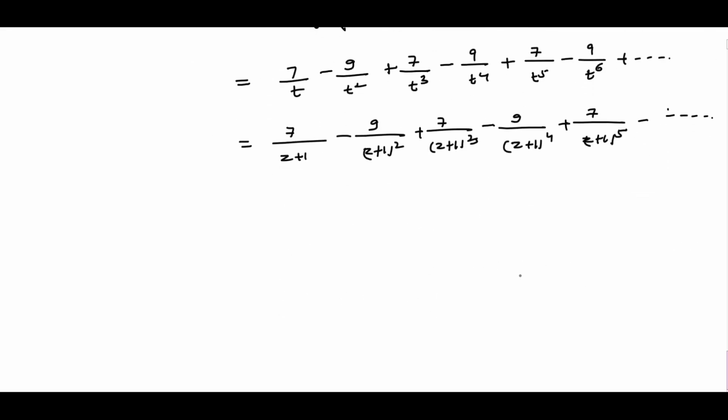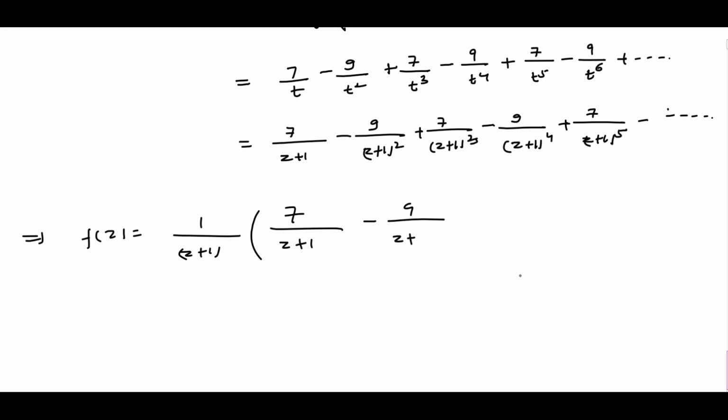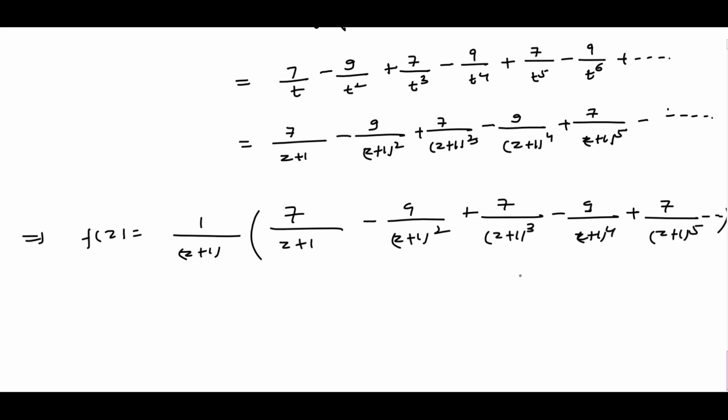So now put the value of g in the given function f of z. So we will get f of z, that is 1 upon z plus 1 in whole bracket 7 upon z plus 1 negative 9 upon z plus 1 to the whole square plus 7 upon z plus 1 to the whole power 3 negative 9 upon z plus 1 to the whole power 4 plus 7 upon z plus 1 to the whole power 5 negative dot dot dot. So multiply all the terms by 1 upon z plus 1.